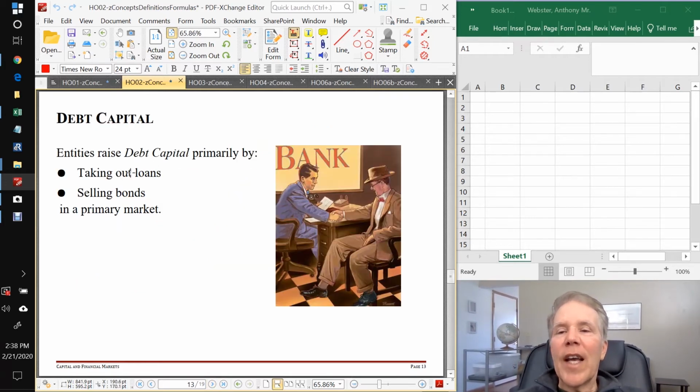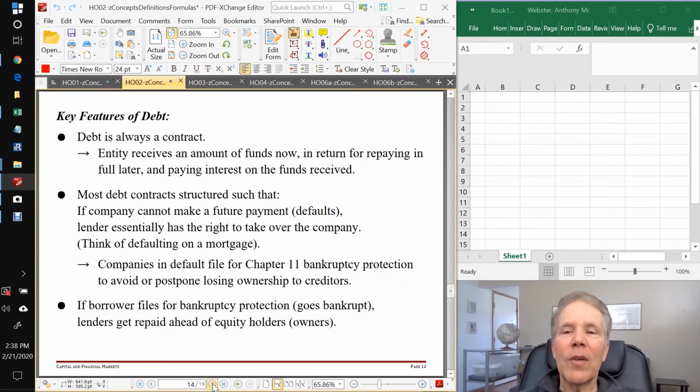And debt capital is obtained by taking out loans or selling bonds, like we said, in a primary market. It's always a contract, okay? Almost always structured so that if the company can't make its contractual payments, the lender has the right to take over the company. And the only defense a borrower has against that is you can run to a judge and ask for Chapter 11 bankruptcy protection. That really just postpones the inevitable. Your lenders are going to wind up owning the company.